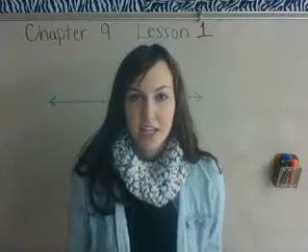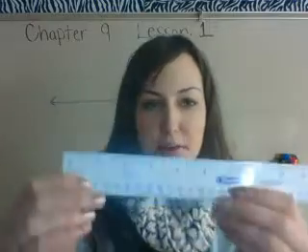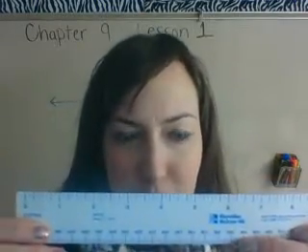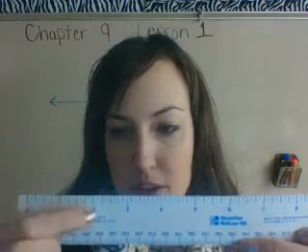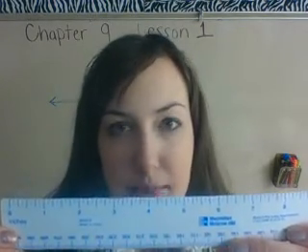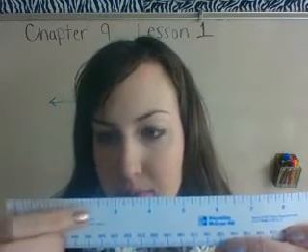Hey guys, today we're looking at Chapter 9, Lesson 1. So what we're going to do is start by looking at my ruler here. If you look really closely, you can see that we have the whole numbers, like 1, 2, 3, 4, 5, all those lovely whole numbers. But in between we have the fractions, so the little bitty marks in between.